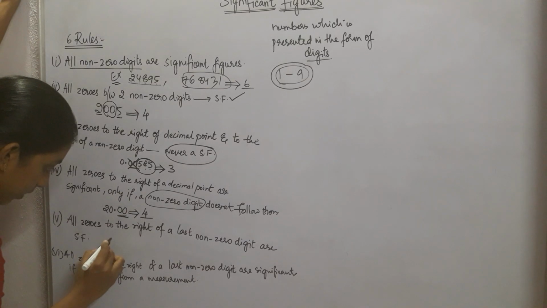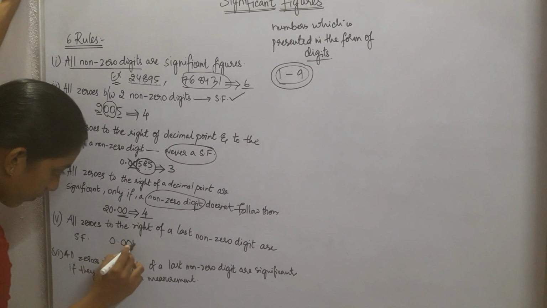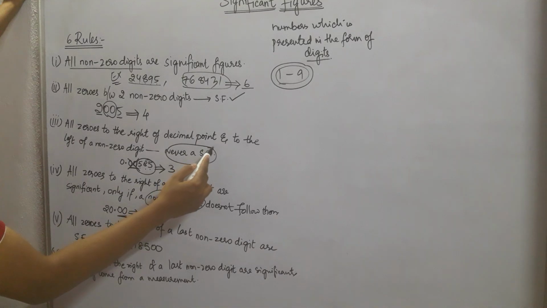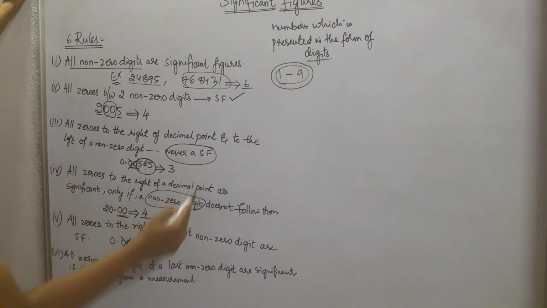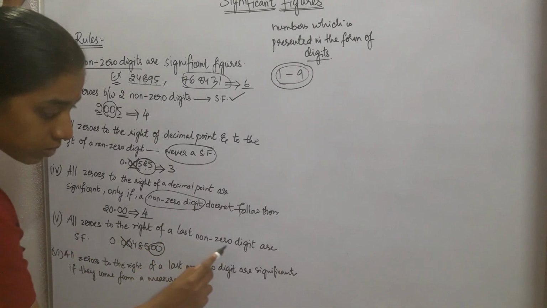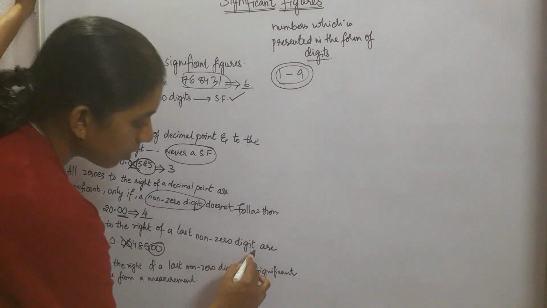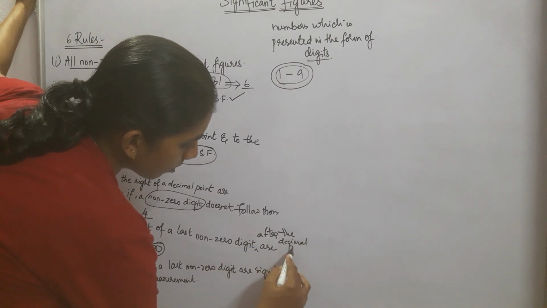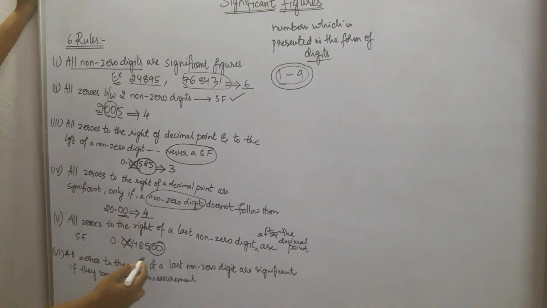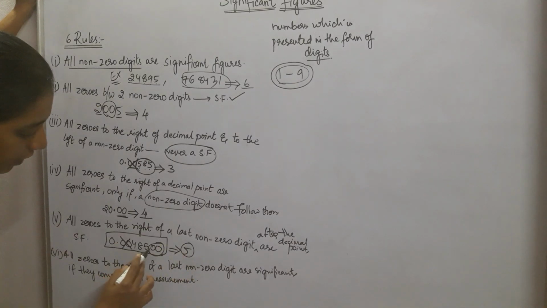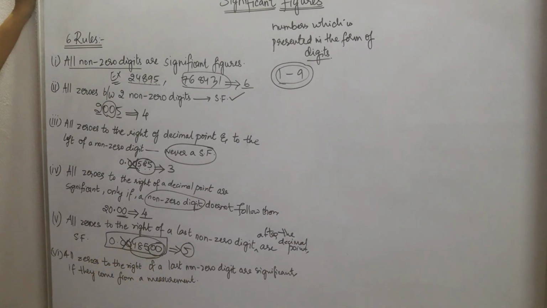Now, all zeros to the right of a last non-zero digit are significant figures. For example, if we take 0.004850, these zeros are not significant because all zeros to the right of a decimal point and to the left of a non-zero digit are never significant figures. And what about these zeros? These zeros are to the right of a last non-zero digit after the decimal point, so they are significant figures. So the number of significant figures in this value is 4, 8, 5, 0. These are the significant figures in this value.